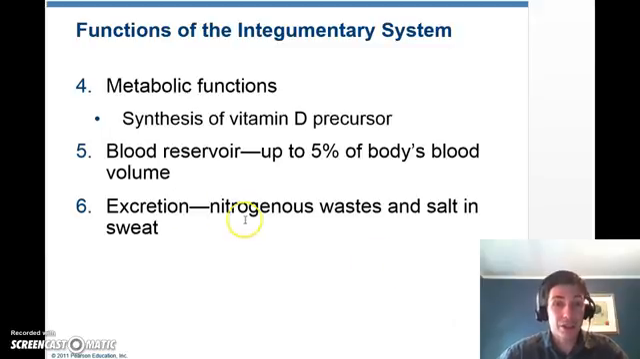And then excretion, just be able to say excretion and say primarily that it is nitrogenous wastes that are excreted in the sweat. This is urea, which is a byproduct of when you break down proteins for energy, as opposed to incorporating proteins into your body by building your muscles bigger or making enzymes.